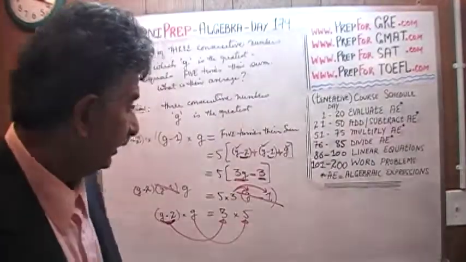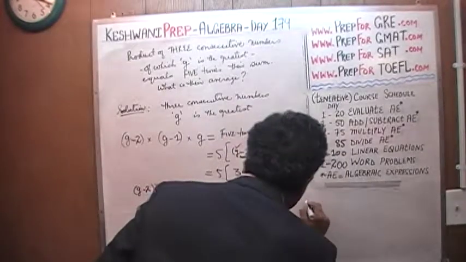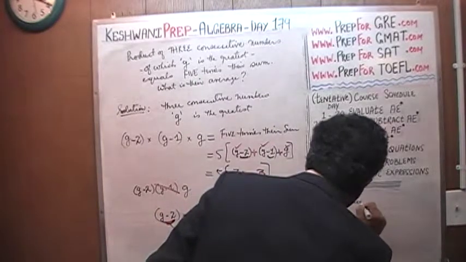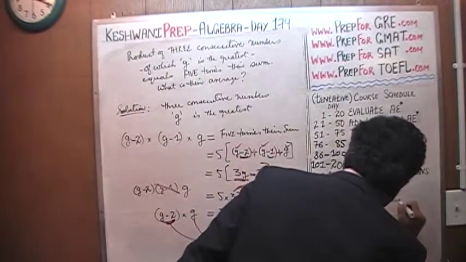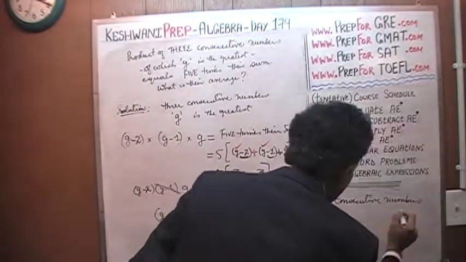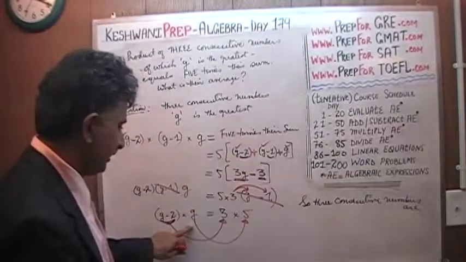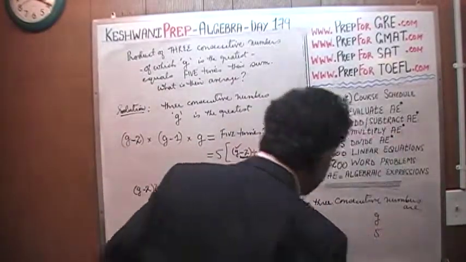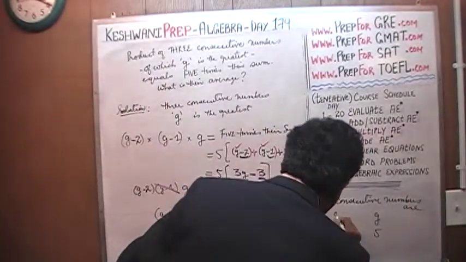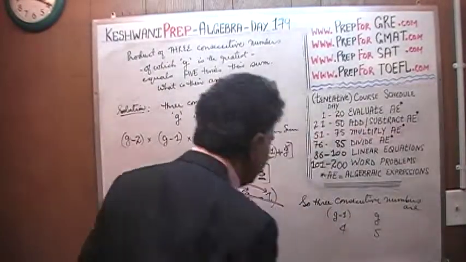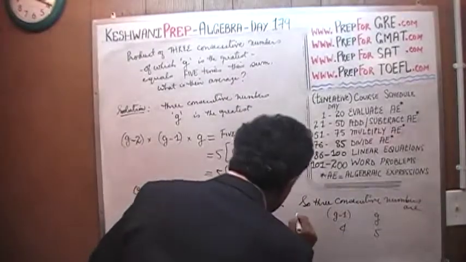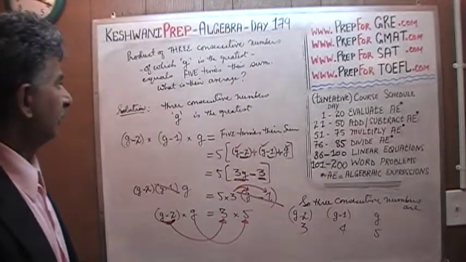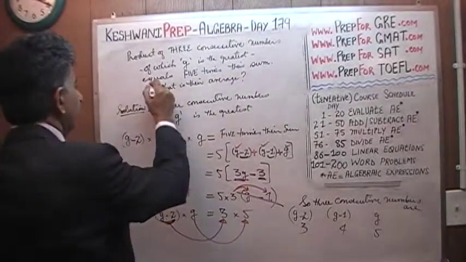There you go. So now we know the greatest number. The greatest number was g, and g happens to be 5. So the 3 consecutive numbers are, the greatest one is g, which we just found is 5. The one before that is going to be g minus 1, which is going to be 4. And then the one before that is going to be g minus 2, which is going to be 3. And the question simply was, what is their average?